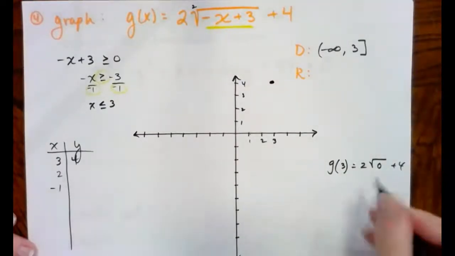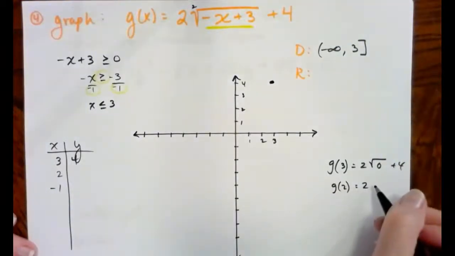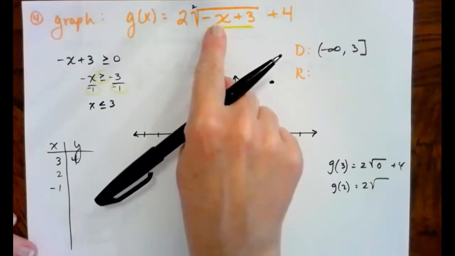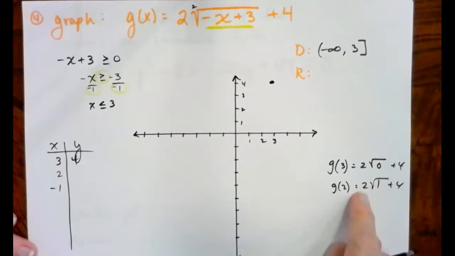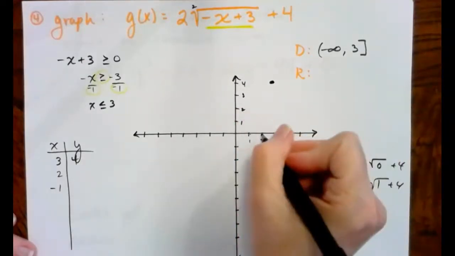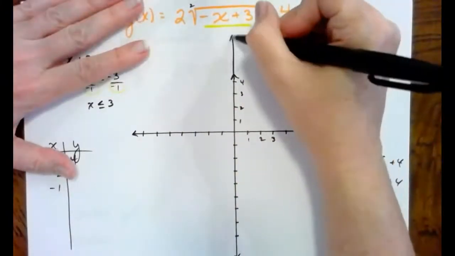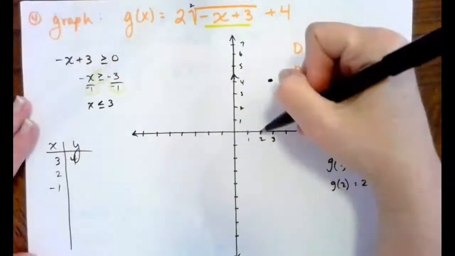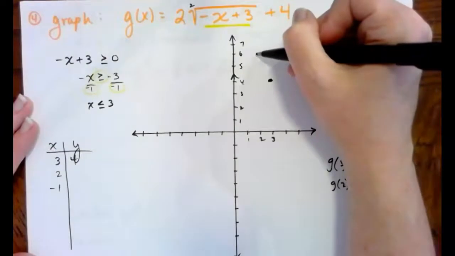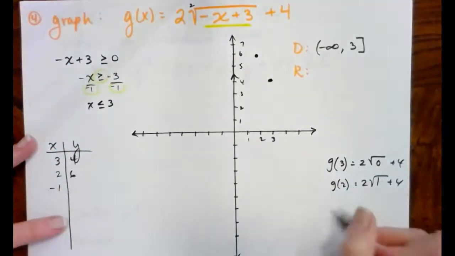Here we go. Let's plug in the 2. G of 2 is going to be 2 times the opposite of 2, which is negative 2. Negative 2 plus 3 is 1. Square root of 1 is 1. 1 times 2 is 2. 2 plus 4 is 6. So over 2, and I'm going to draw my graph a little longer here. There we go. 5, 6, 7. So over 2, up 6. And let's see if we can even squeeze the negative 1 on there.